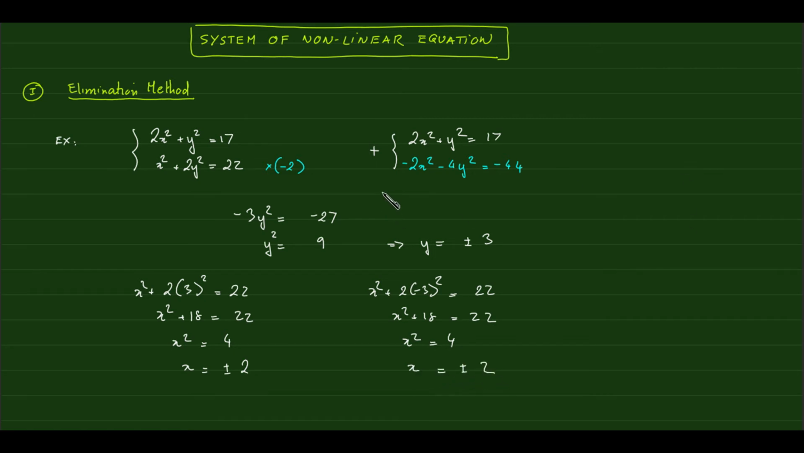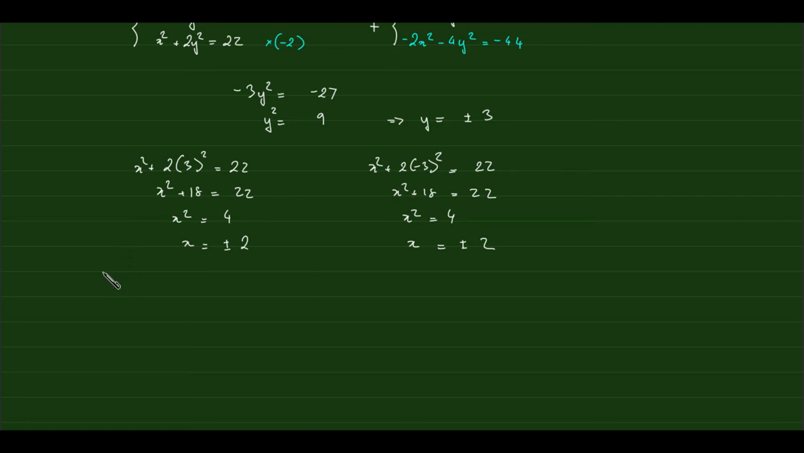So what will be the solution? What is the intersection point over here? The first intersection point will be, okay, so answer. I think I'm going to put solution. So the first point will be 2 and -3, right? 2 and -3. And the other one will be -2 and 3.